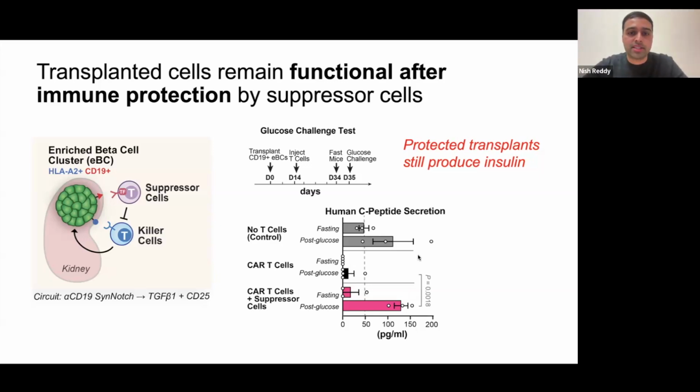Oh, sorry. So basically we did a glucose challenge test to assess whether these transplants were functional after immunoprotection by these suppressor cells. And we found that with CAR T cells alone, these transplants were cleared, but now when we add our suppressor cells, these transplants are protected from immune rejection and also remain functional in their C-peptide production.